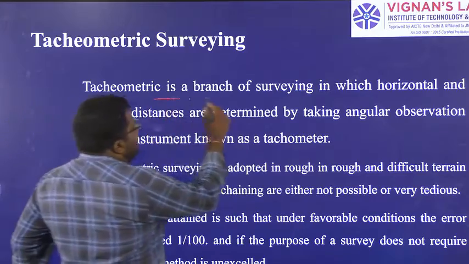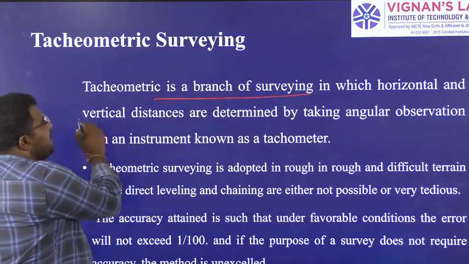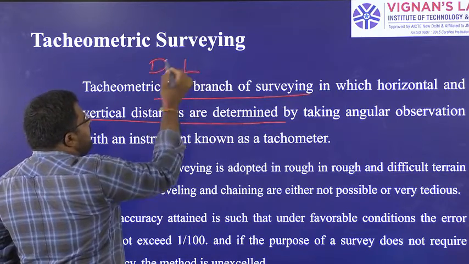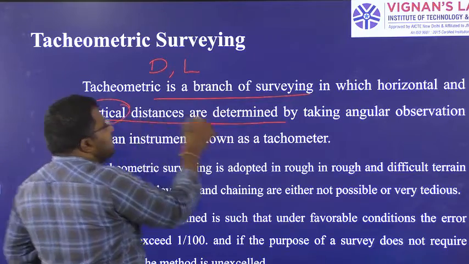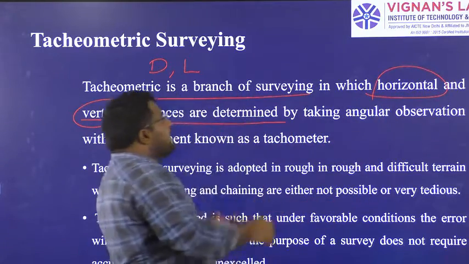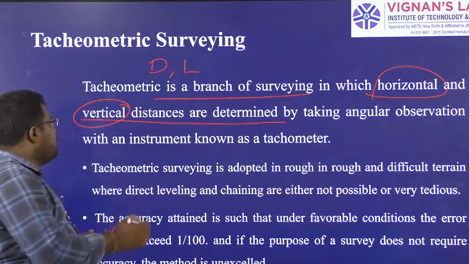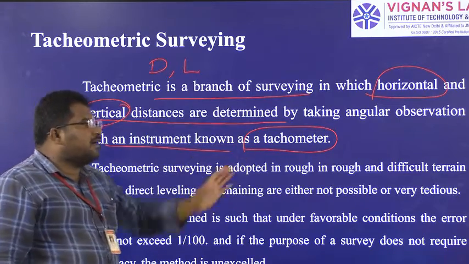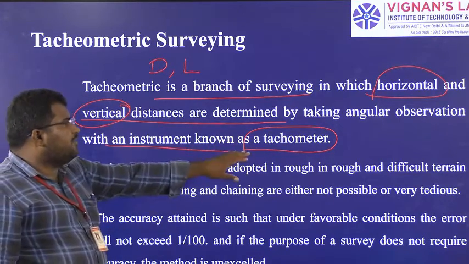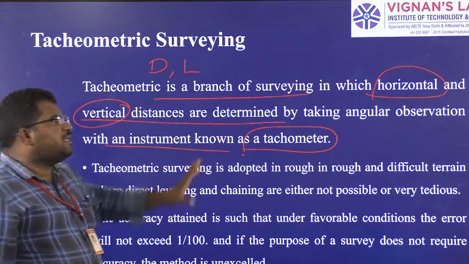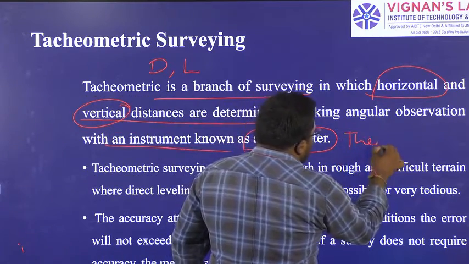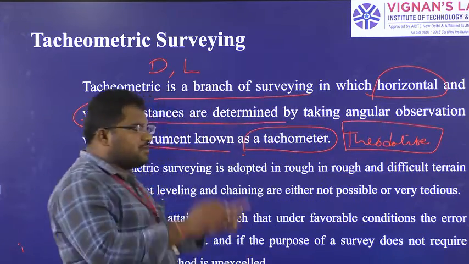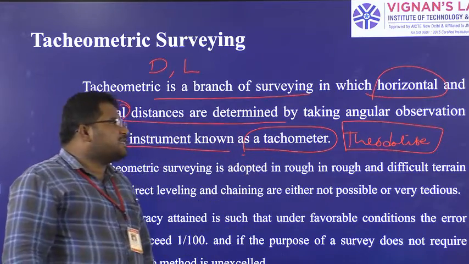Tachyometry is a branch of surveying in which horizontal and vertical distances are determined. The horizontal distance is d and the vertical distance is L. They are determined by taking angular observations with an instrument known as the tachometer. A tachometer is again one type of theodolite. If you change the lens arrangement, using different types of lenses and cross hairs, then we can call it a tachometer.